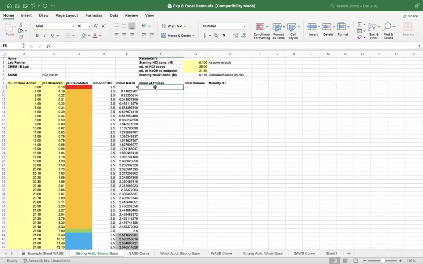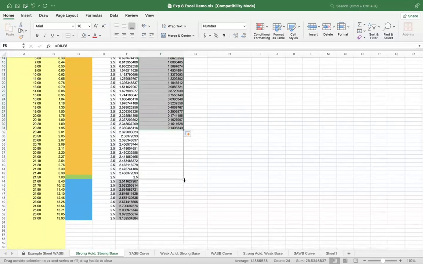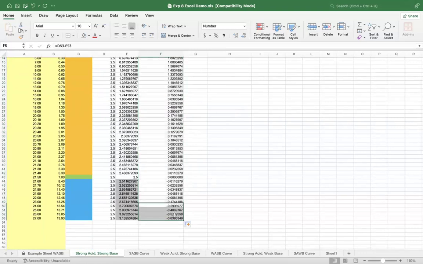Moles of excess. This is how many more moles of acid there are than base. It's basically the difference between column D and column E. So we can say equals, I'm going to click on column D, and then I'm going to say minus column E, and hit enter. And so here the moles of excess hasn't changed. It's still 2.5. But as we drag this down, you'll see that that number gets smaller. So there's less and less excess. At one point, they're actually going to reach the exact same number. And then if you continue, then those go negative.